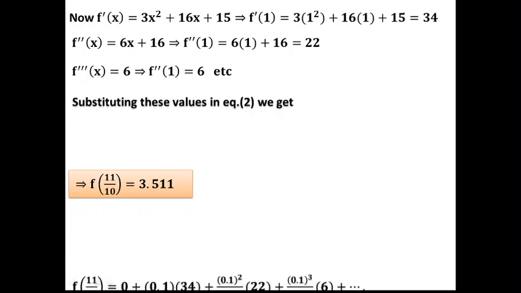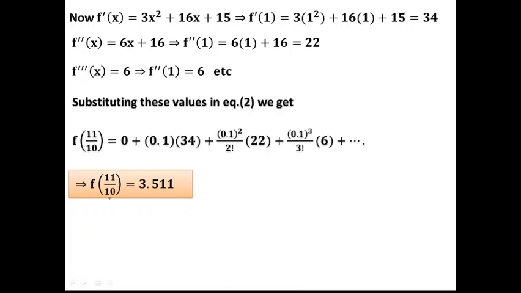Now then we will have f triple dash of x, which is 6. Obviously, as it is coming out to be constant, the fourth order derivative certainly comes out to be 0, right? So let's put all these values in equation number 2 and simplify. So what you will get is 3.511. Now if you wish, you can check the answer by substituting the values in the given function, and you will get a value similar to this one. So therefore in this way the Taylor series expansion method works.